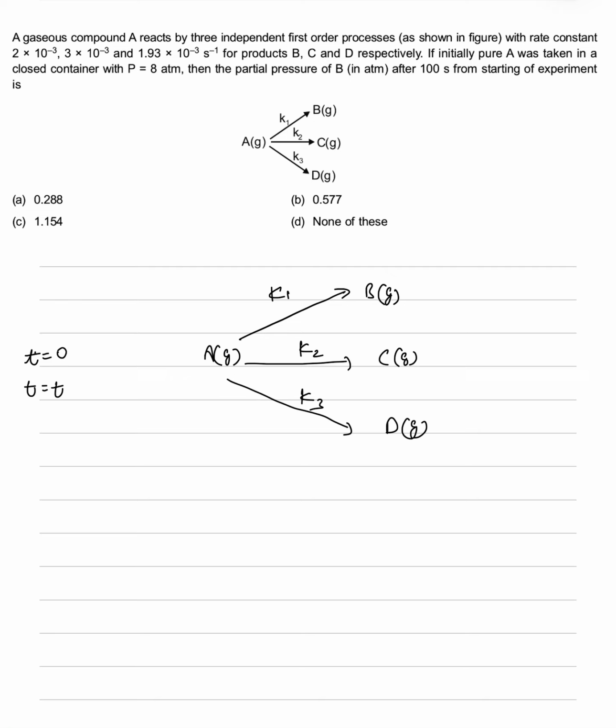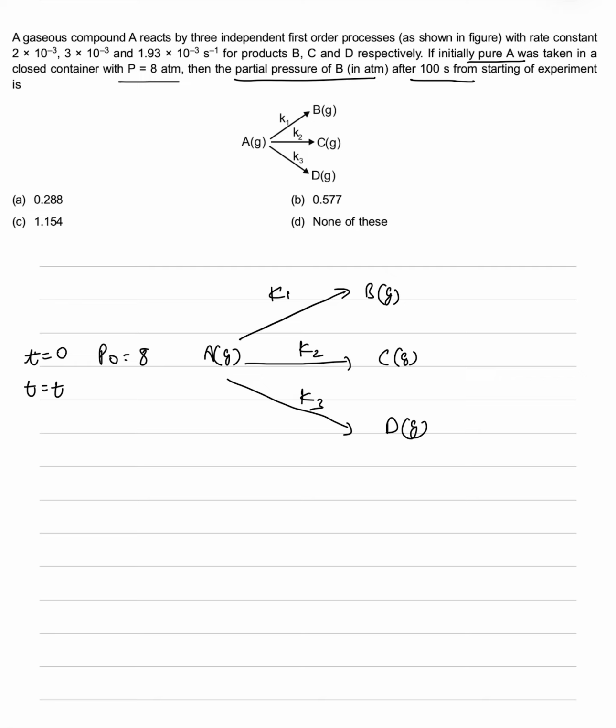Also we are given that initially pure A is taken with an initial pressure of 8 atmosphere. So that means at t equals 0, P0 is equal to 8 atmosphere. We need to find the partial pressure of B after 100 seconds of the reaction, right? So let's say initially we have a pressure of 8 atmosphere at t equals 0.